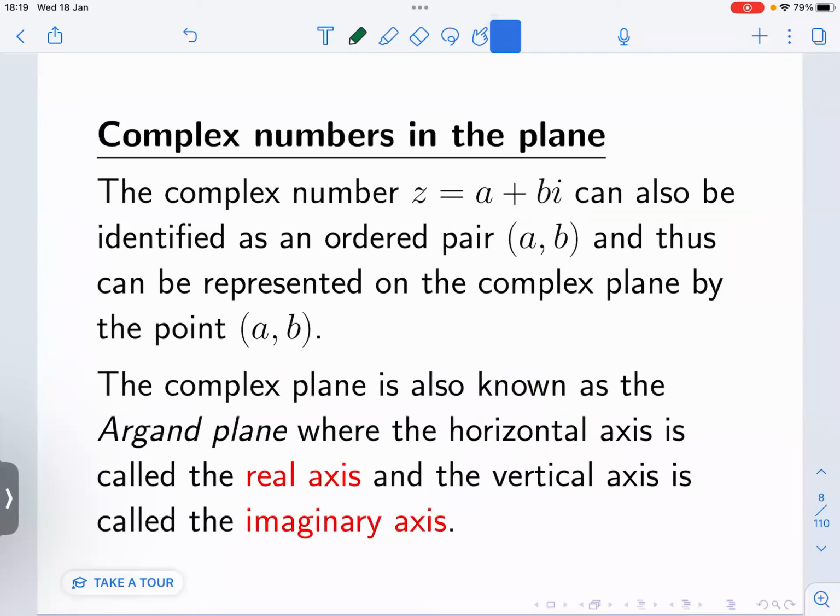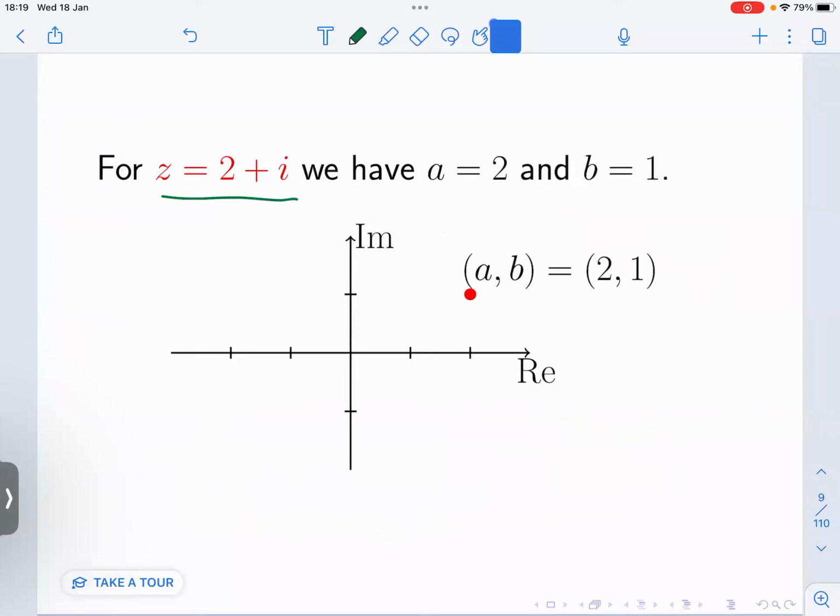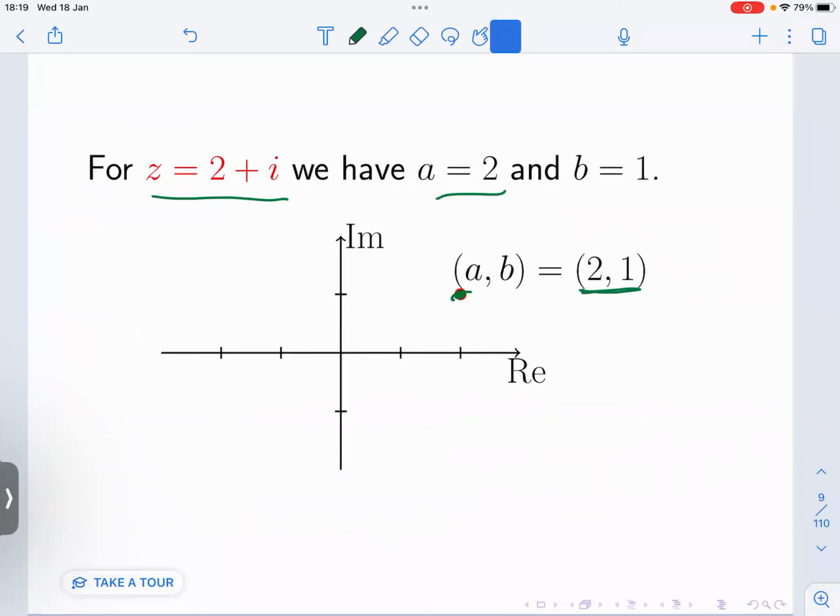For example, if we consider a complex number given as 2 + i, we see that a is equal to 2 and b is equal to 1. Thus, this complex number can then be expressed as the point (2, 1). Basically, we see that a goes 2 units to the right in the direction of the real axis, and b goes 1 unit up in the direction of the imaginary axis.